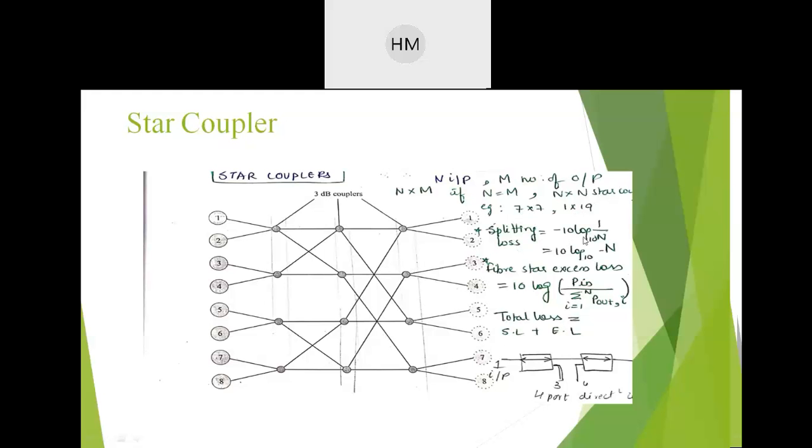Splitting loss is given by, see, this is generally asked in your exams also, star couplers. Splitting loss is minus 10 log10 of 1 by n. Fiber star excess loss is 10 log P input upon summation P output, i. Star excess loss, fiber star excess loss. ठीक है? And the total loss is given by splitting loss plus excess loss.